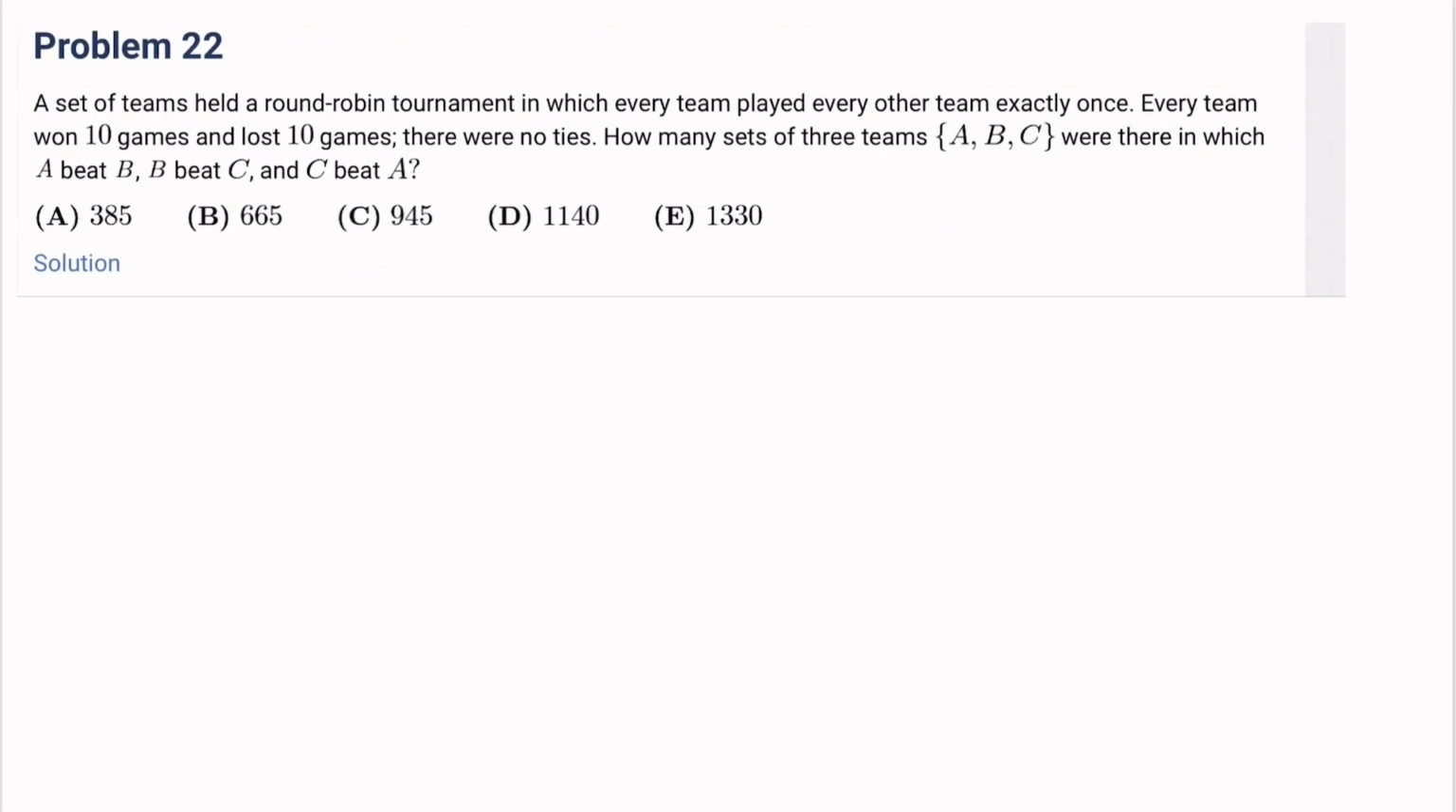Number 22, a set of teams held a round-robin tournament in which every team played every other team exactly once. Every team won 10 games and lost 10 games. There were no ties. How many sets of 3 teams, A, B, C, were there in which A beat B, B beat C, and C beat A?